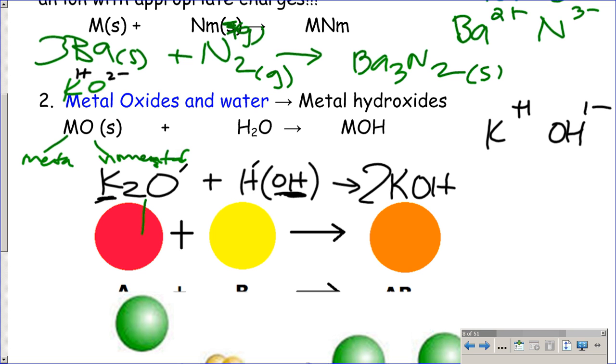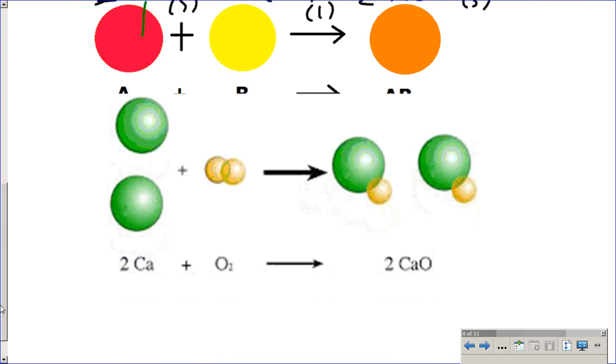Okay, so that's a solid as well. This is liquid water. This is most likely a solid ionic compound. So if you ever see metal oxide and water, that's going to be synthesis. And if you ever see a thing plus another thing to make ionic, that's synthesis. All right, so I'm going to show you a modified synthesis after we do a couple practice problems.